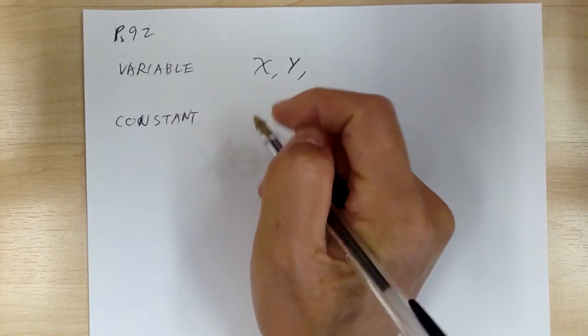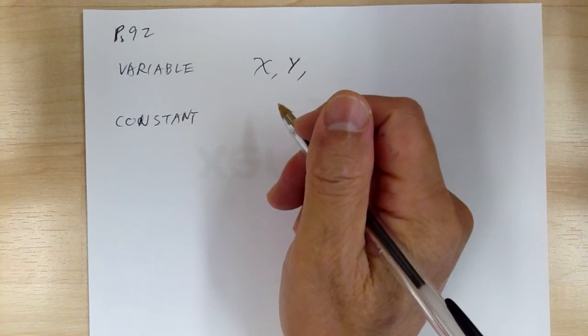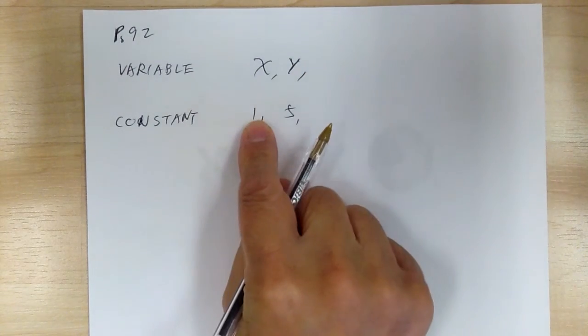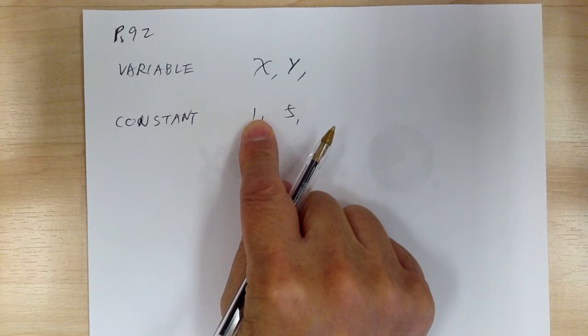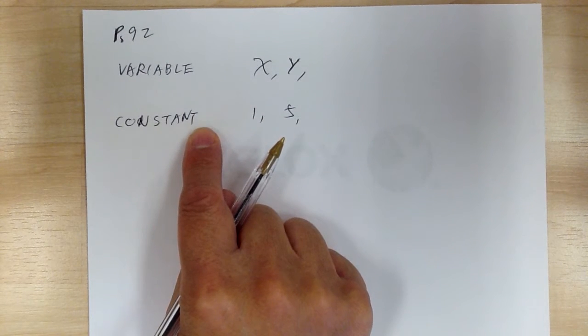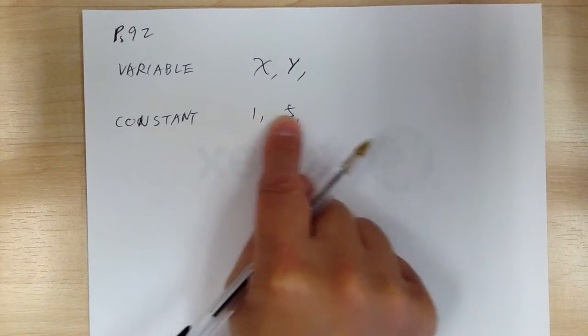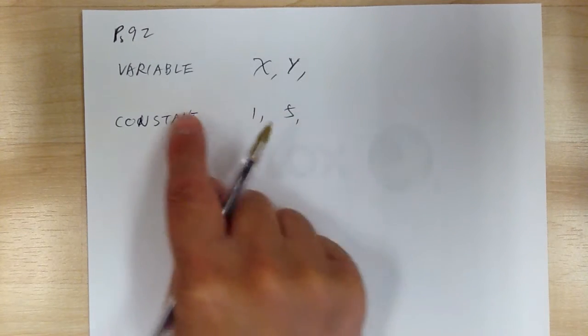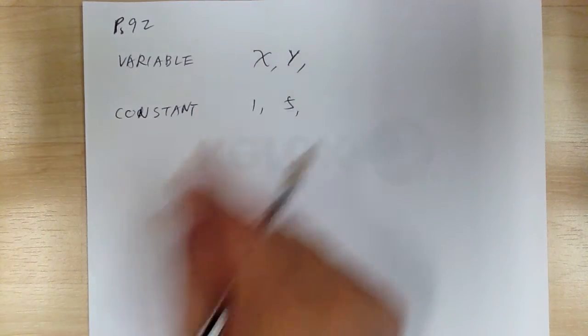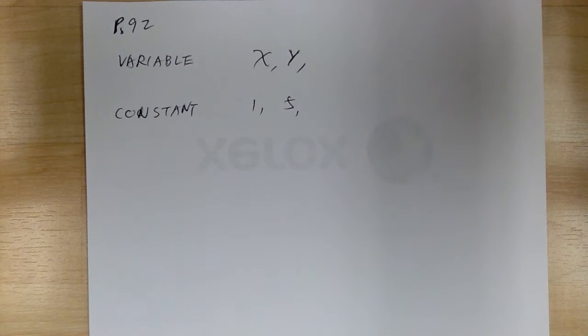Now the constant. The next term is constant. Constant is a number that does not change, like 1 or 5. 1 is always 1. It will never become 10. So this is a constant. Constant means it does not change, so the value of this symbol does not change, okay? And a variable varies, because x sometimes can equal 5, sometimes can equal 10. So that's why it's called variable. Now, let's go to the next term.